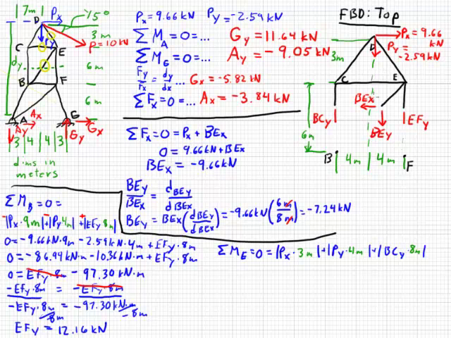Directions. PX around point E causes a clockwise rotation, so its moment is negative. PY about point E causes a counterclockwise moment, which is positive. And again, we assume BC is a positive force, and so it's causing a clockwise moment about point E. So that moment we assume is negative.